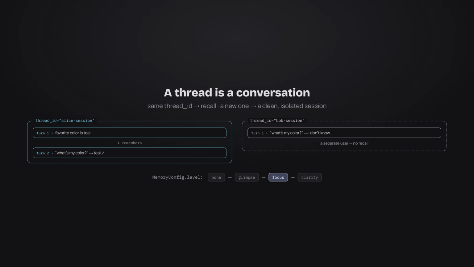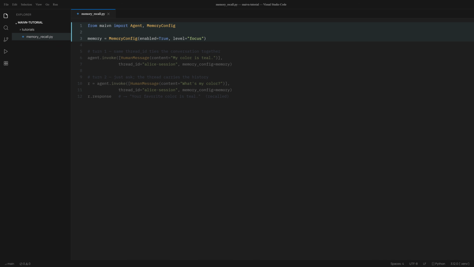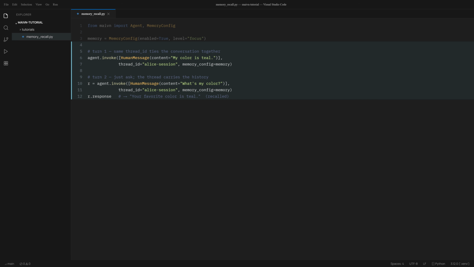And a second argument, memory config, tunes how that memory behaves, how deep it goes, where it lives, and what it learns over time. We'll dig into that next. In code, it's two arguments on invoke. Pass a thread ID, here, Alice session, and a memory config with memory enabled and a level of focus.